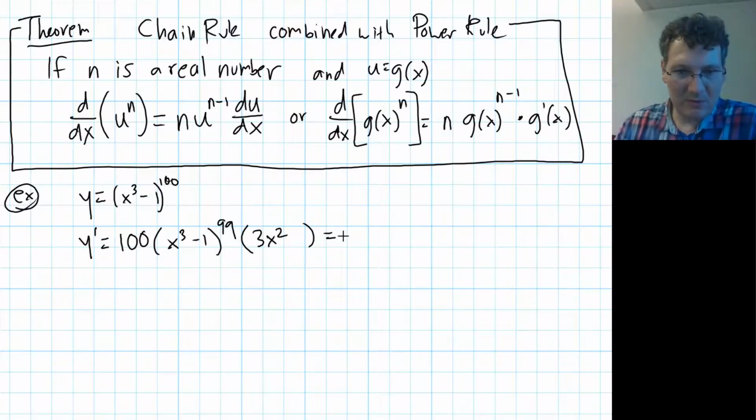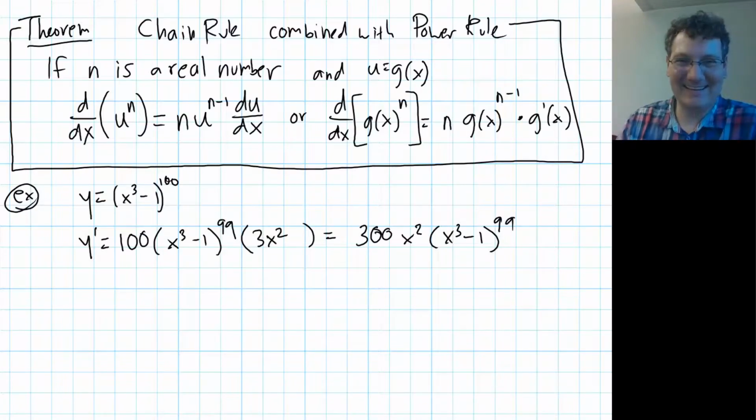Yeah, so we probably would clean this up a tad. 300x squared times (x^3 - 1)^99, and I'm not going to do anything else with that except clean up that 0. All right, let's take a look at this.